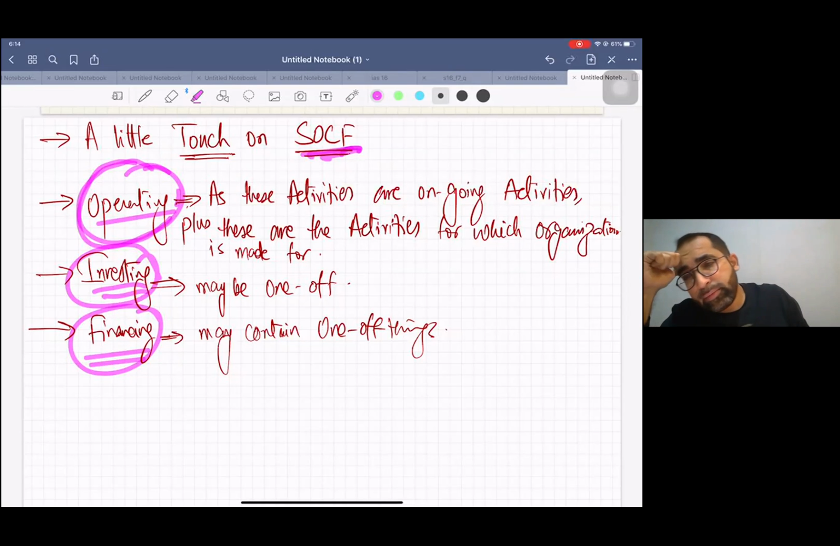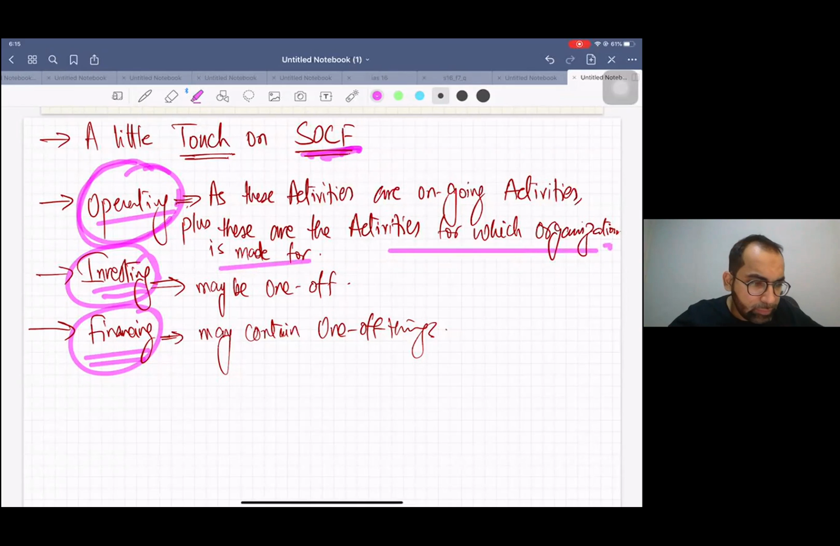Just think, that's your primary activity. So obviously, if in the question operating cash flows are positive, you should comment positively. But if operating activities are negative, then you should comment negatively. Because all these activities are ongoing, and plus these are the activities for which the organization is made. Don't forget.